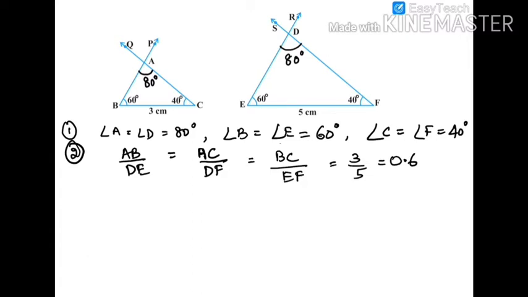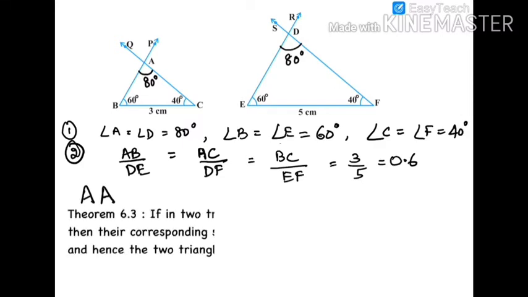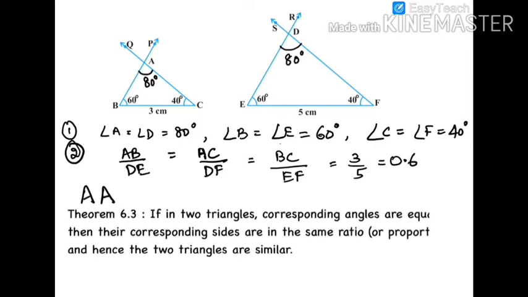And this criteria is called angle, angle, which is stated as theorem 6.3 in the textbook, for which we do not have to learn the proof. So if we have two triangles in which two corresponding angles are equal, then they are similar by angle, angle, and it implies that their corresponding sides are proportional.